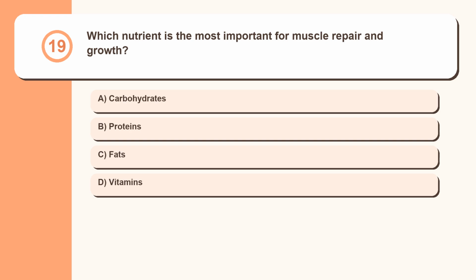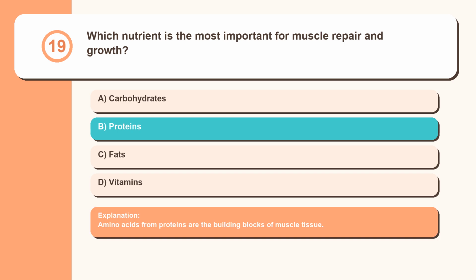Question 19. Which nutrient is the most important for muscle repair and growth? Carbohydrates, proteins, fats, vitamins. Amino acids from proteins are the building blocks of muscle tissue.